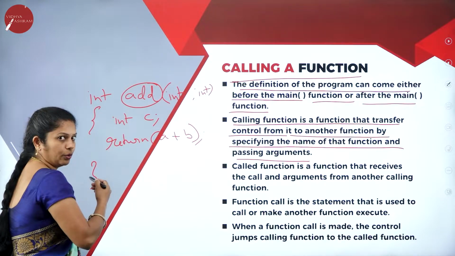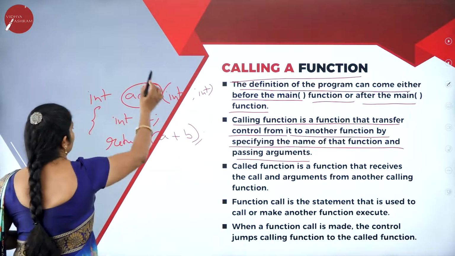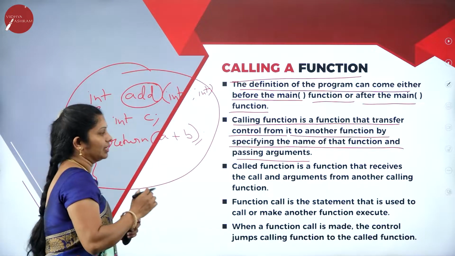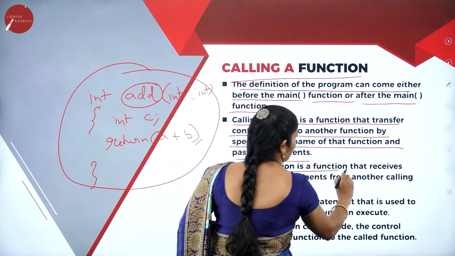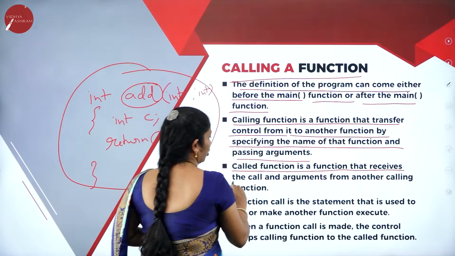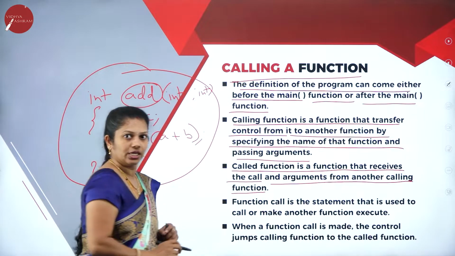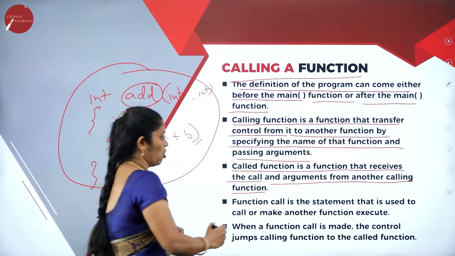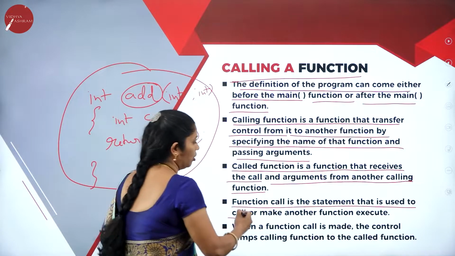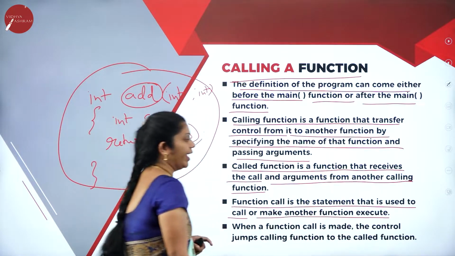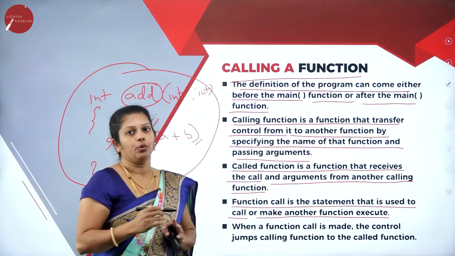Consider this the subprogram. We have the main program. How can we call this subprogram from the main program? That is calling a function. The called function is a function that receives the call and arguments from the other, calling function. A function call is the statement that is used to call or make another function execute. We can execute one program or subprogram here.